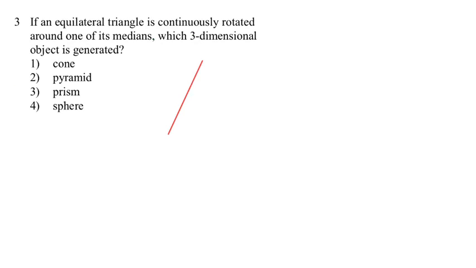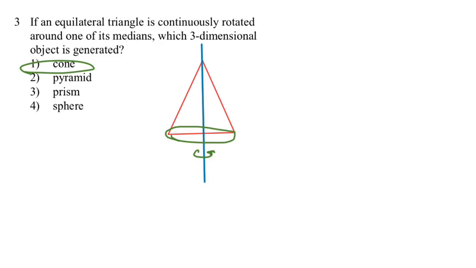So here, an equilateral triangle is continuously rotated. Assuming that this is an equilateral triangle, we have a line that's turning about that blue line. Then what kind of shape do you think we'll end up getting? That's right. We will see something that goes around here like this, which creates a cone. Alright, then let's move on to the next question.